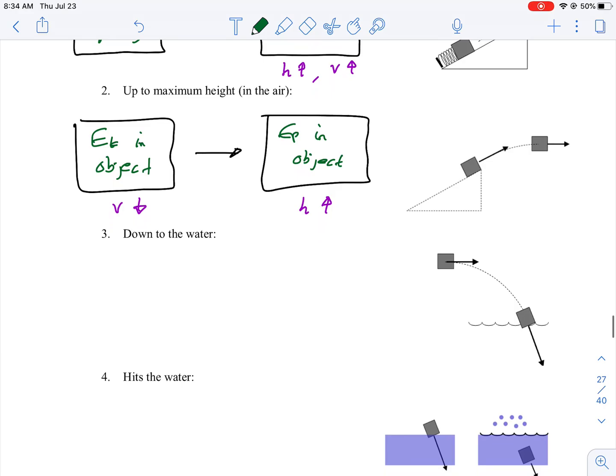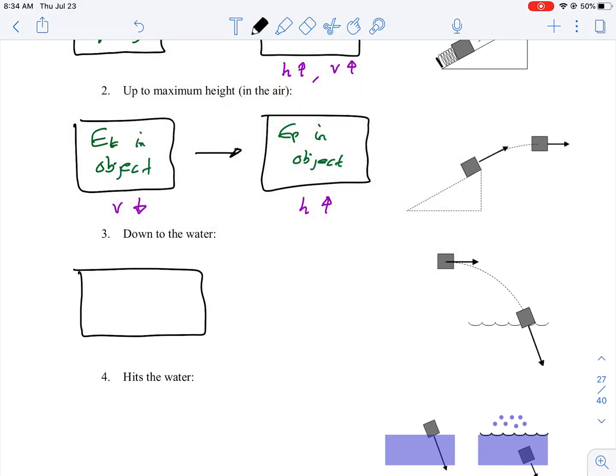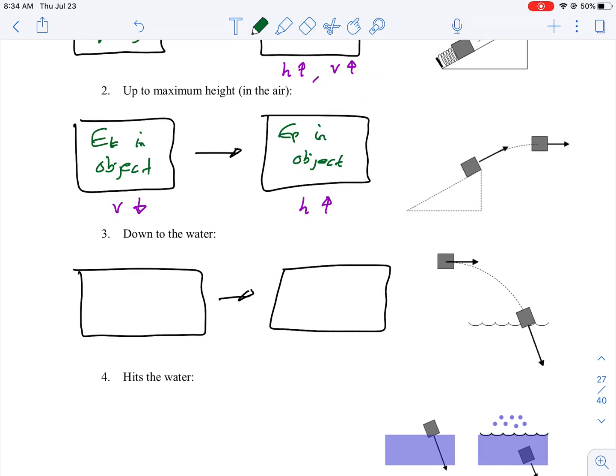Then it falls back down. We can do this one quickly. It's simply the reverse of the previous one. So now the height decreases, so potential energy in the object, and the speed increases, converts to kinetic energy in the object. Okay, so just the reverse.